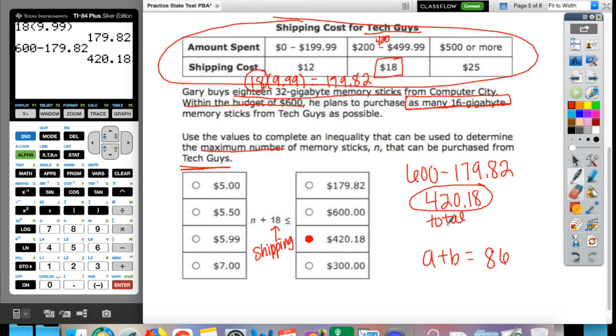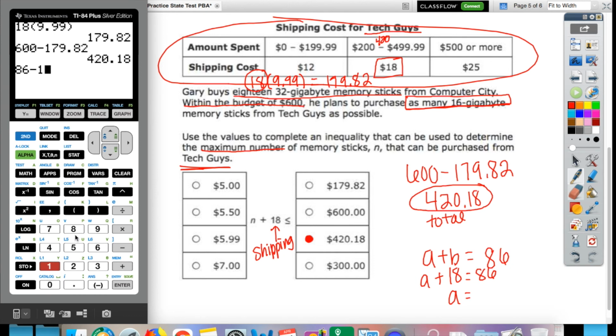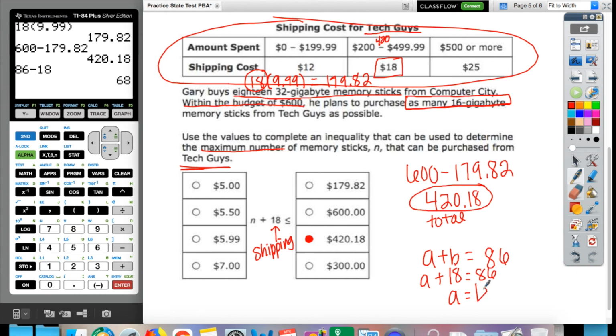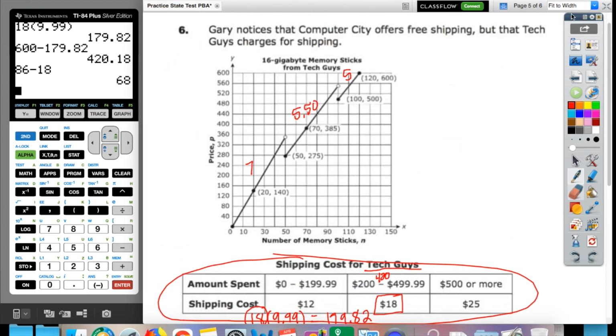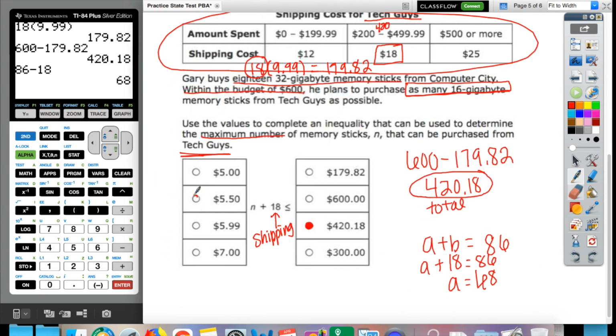So if he bought 18 32 gigabyte sticks, how many can he buy from Tech Guys? If we subtract that 18, so you can do your 86 minus 18, we're going to get 68. So we want to look for 68 on our table to know what slope we're going to pick. So we got between 50 and 70, 68 is going to be closer to 70. So it's going to fall on that middle line. So our slope is 550. So the second choice.